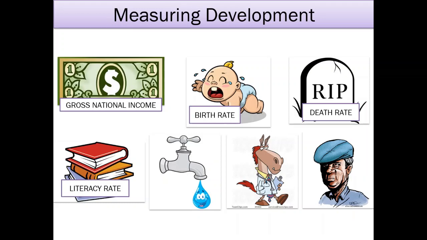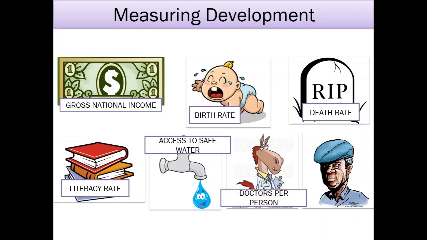Okay, we've got access to safe water, that is drinking water, so how many people have access to clean drinking water. We've got doctors per person, so how many doctors are there per person in the country. And then finally, you've got your life expectancy, and that just tells us how long on average people will live. And again, if you've got a high life expectancy, that means generally that you've got higher levels of development. Okay, so these are just 7 of the examples.